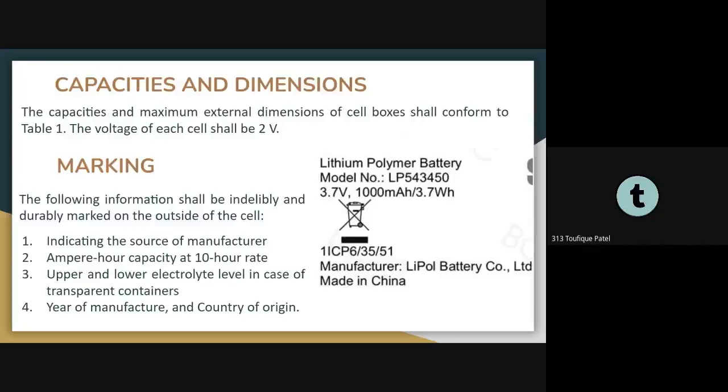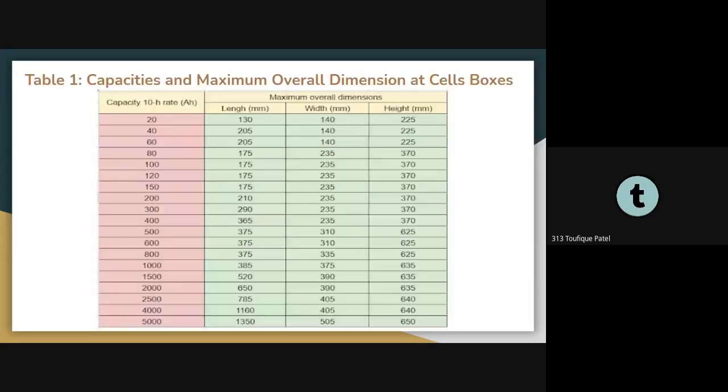So, capacities and dimensions. The capacities and dimensions are explained in Table number 1. So here you can see all the data. First column is of capacities at 10 hour rate. Next is of overall dimensions, in that length, width, height. All the dimensions are in millimeters.